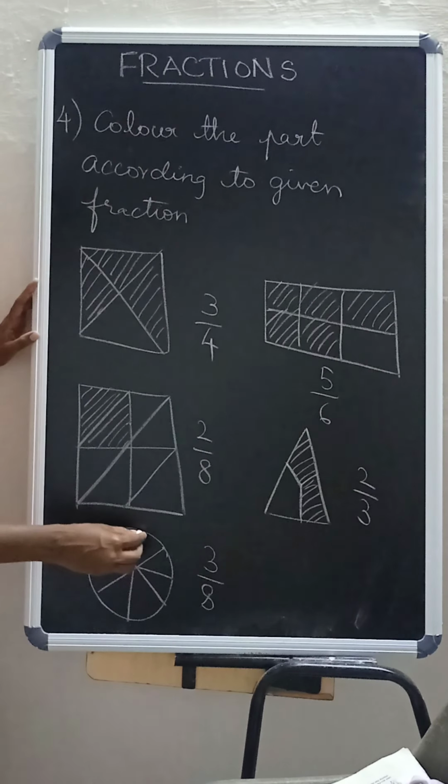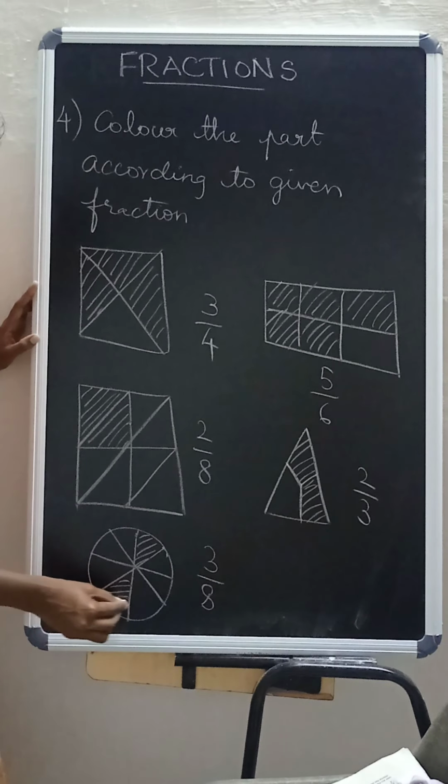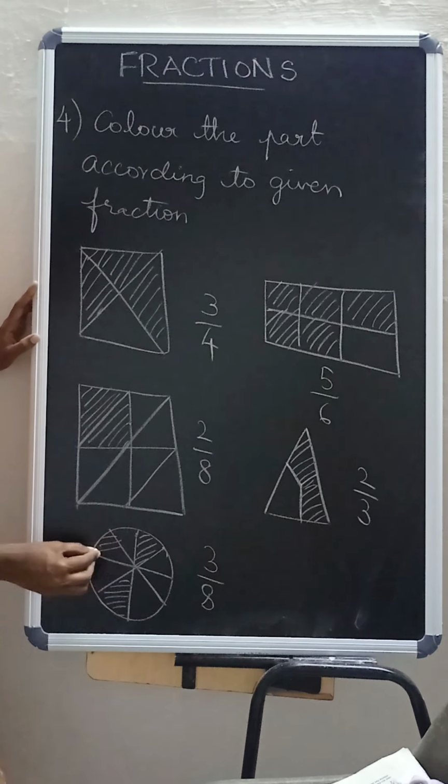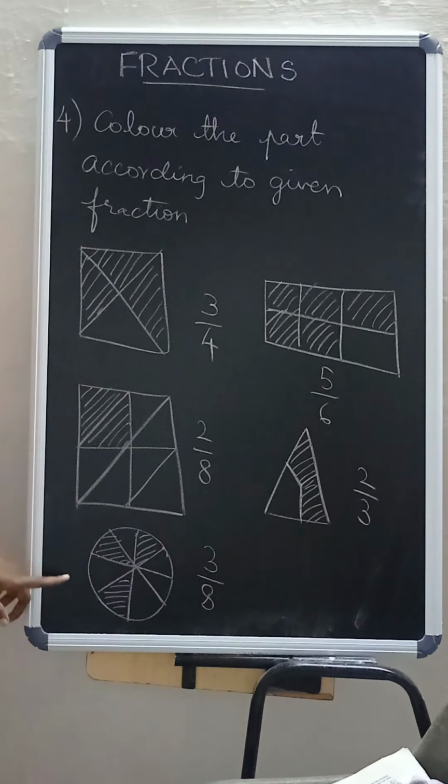3 out of 8. 1, 2, 3. So 3 out of 8 parts is colored.